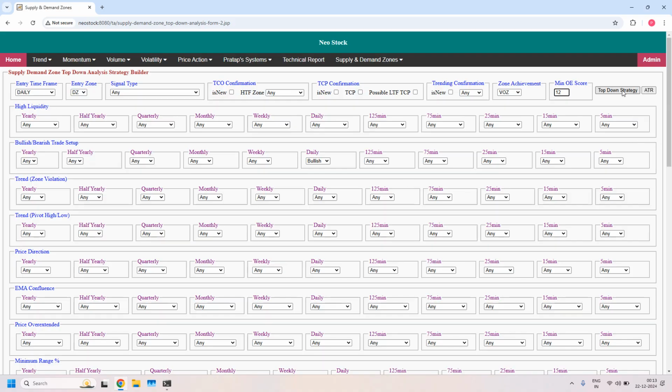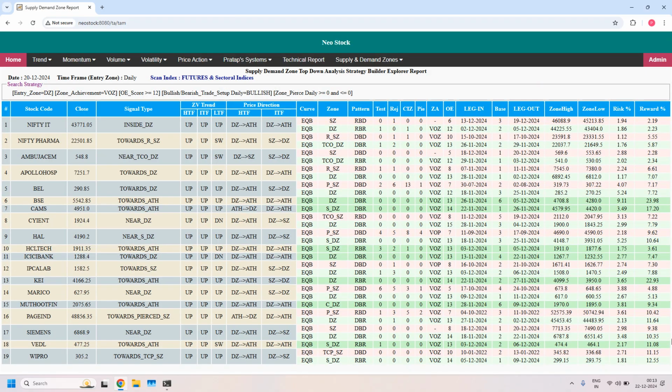Now let's filter the stocks. We got 19 stocks. These 19 stocks are currently supporting bullish trade setup for monthly income trade. And the entry time frame zones are daily demand zones. So all these green color zones are daily demand zones.